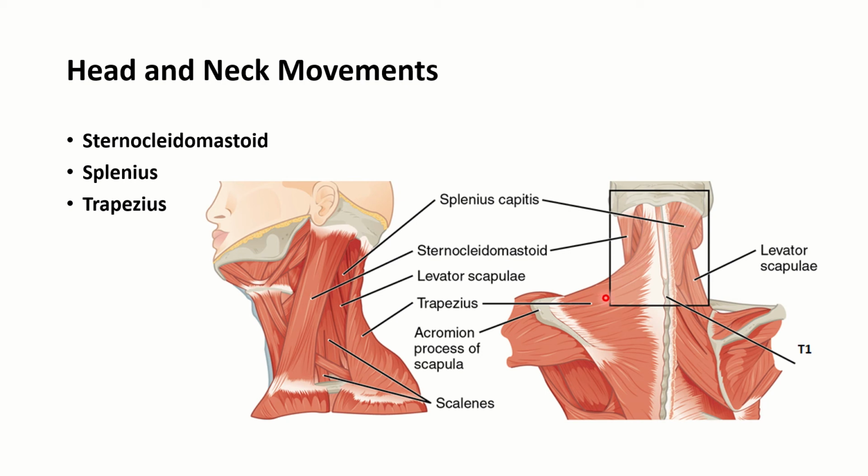Trapezius muscle is a big muscle and has a few different functions. So in this case, for the head and neck, this is causing extension of the neck. And scalene muscles, these are located on the side of the neck. There are three of them, and that can cause flexion of the neck sideways.